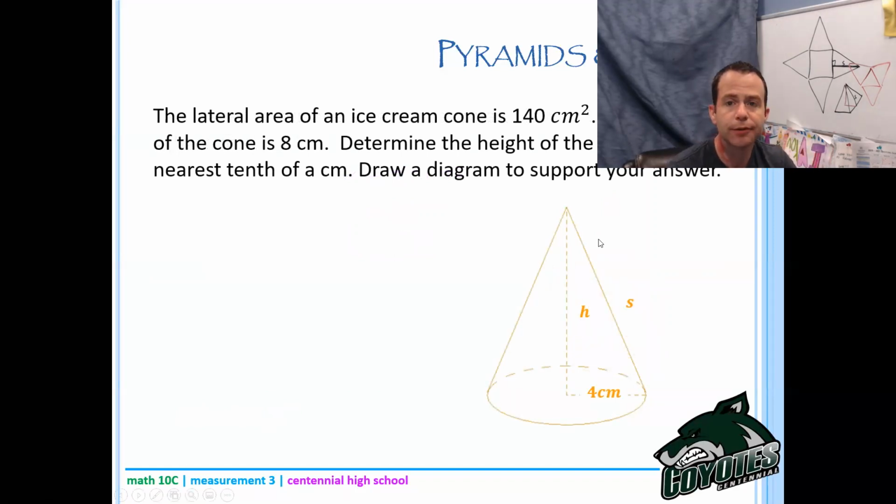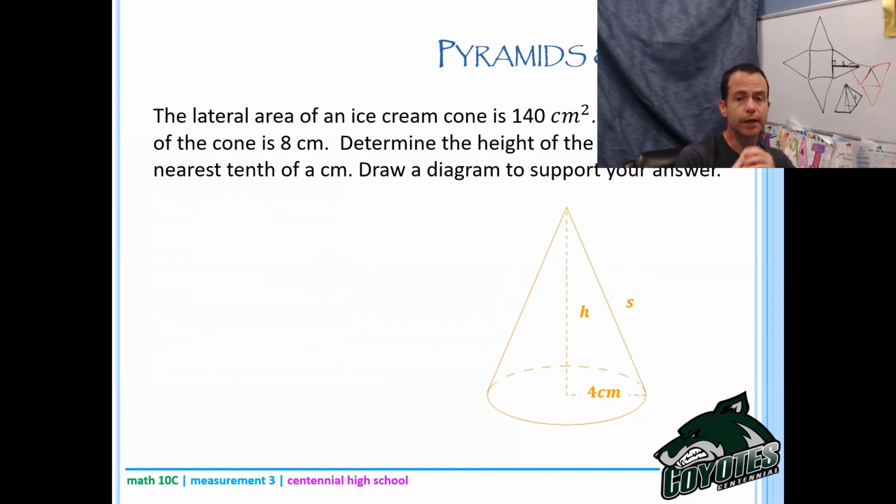Okay, the lateral area of an ice cream cone is 140 centimeters squared. The diameter of the cone is 8, and I want you to determine the height of the cone to the nearest tenth of a centimeter. So there's a couple things going on here that you need to see. First of all, we're talking about lateral area. So we're not including the circular bottom.